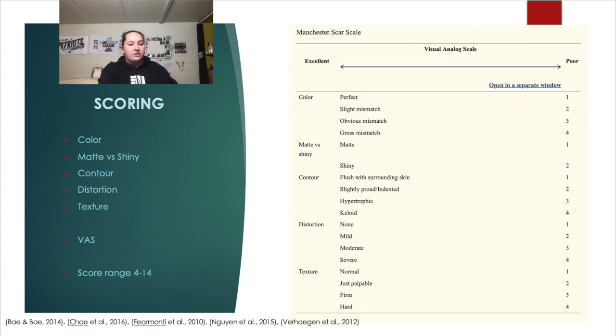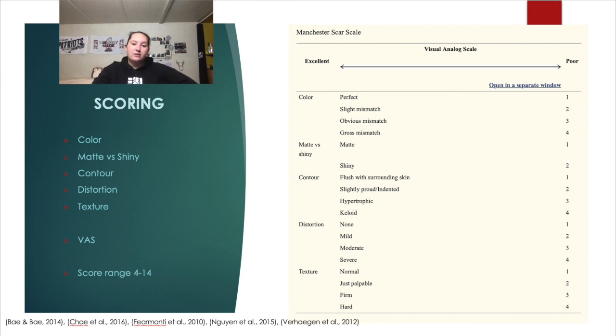The next section would be distortion. Again, it scores 1 to 4, and this takes into consideration the margins of the scar, so if they're distinct or indistinct, as well as the size of the scar. So a score of 1 would be no distortion, a score of 2 would be mild distortion, 3 would be moderate, and 4 would be severe.